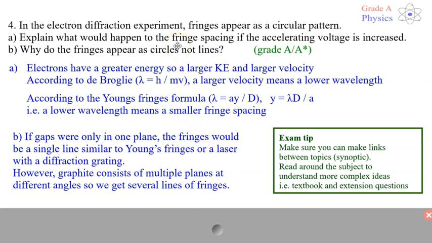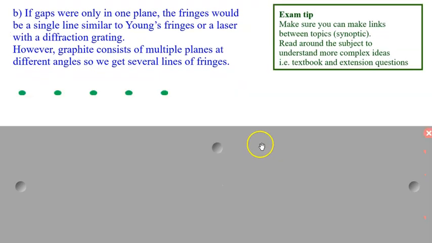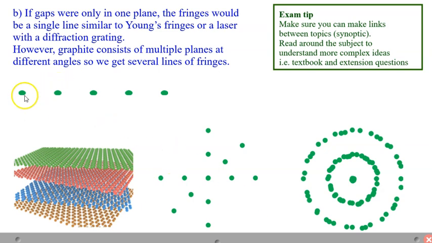Finally, we've got why do we get circular fringes rather than a line, which is what you might expect, for example, with the Young's fringes or the diffraction grating. This is a little bit more difficult, and the exam tip here would be to read around the subject, read your textbook, try some extension questions, look at the more complex questions whenever you get an opportunity, for example, with the Physics Olympiad. To explain it, we need to think about what's going on if we have two slits next to each other. We get a line of fringes because we only have one plane, one orientation of slits.